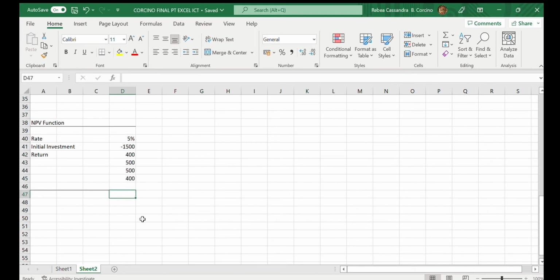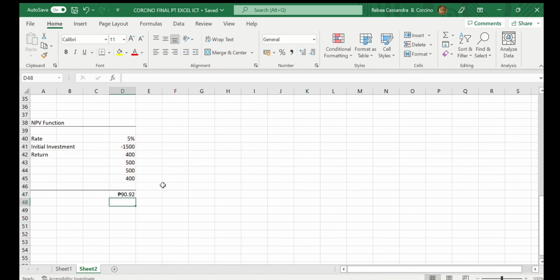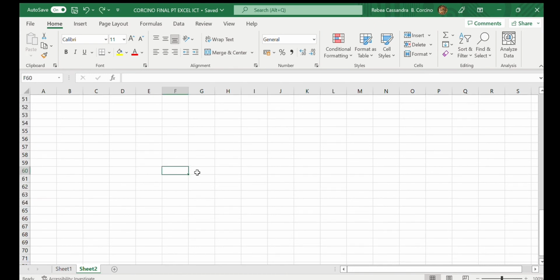So now that we have the given, we can start applying the NPV formula. Let us type in the equal sign following NPV, open parenthesis, then we would drag in the value of the rate, which is 5%, comma, drag all the cash flows starting from the initial investment up to the last return, which is from the cell D41 up to the cell D45, close parenthesis, then we press enter, and we would get 90.92 pesos. Now, let us proceed to the fifth formula, which is the XNPV function.